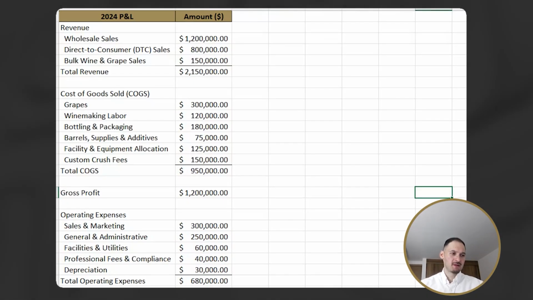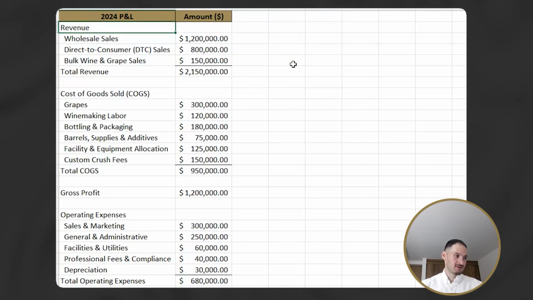If you ever opened your P&L and thought, this doesn't make sense, where's all the profit going? You're not alone. Winery financials are unique. They blend farming, manufacturing, and hospitality all in one business. So today we're going to walk through an example together.